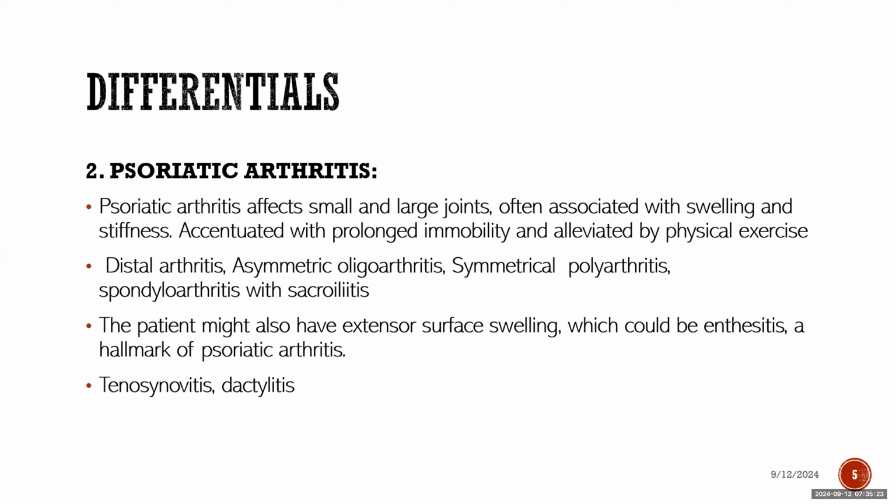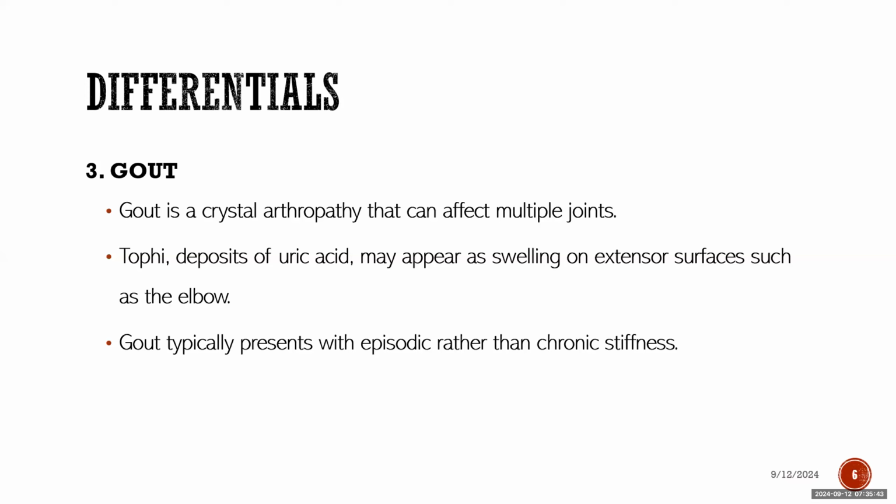And also the hallmarks for psoriatic arthritis, they might have enthesitis, where the tendons attach, most especially even on the extensor surface. They could also have tenosynovitis and dactylitis, which could potentiate more of a psoriatic arthritis. Then another, because of the extensor surface lesion, gout could also be a differential, whereby we will know this by the deposition of uric acid or the tophi. However, for gout, they will typically present episodically rather than having chronic stiffness.